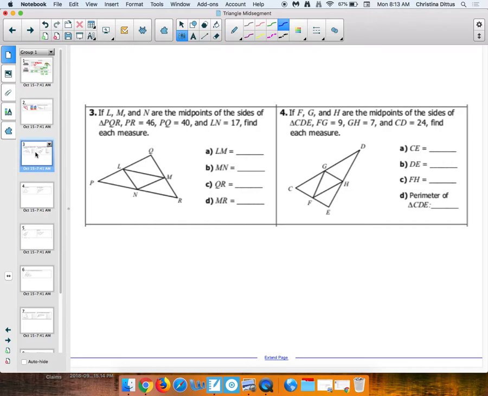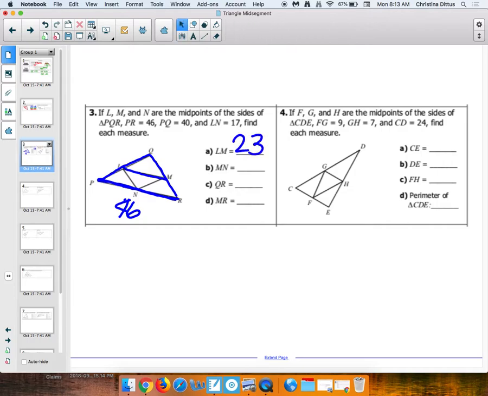It tells me PR, this long side, is 46. So that's obviously part of my big triangle, right? Which one's the mid-segment of that big triangle? LM. So if PR is 46, how much is LM? 23. Where'd you get that from? That would be half of 46.